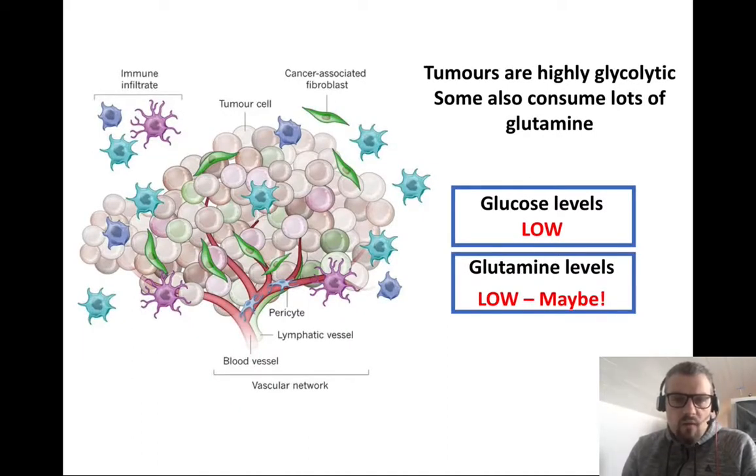So as I'm sure we know, tumors are highly glycolytic, and they use a huge amount of glucose and have a very big appetite for glucose, and certain tumors also have a big appetite for glutamine. So you can imagine that levels of glucose and glutamine are likely to be low within the tumor microenvironment. We certainly know people have managed, they're not easy measurements to do, but people have managed to measure glucose levels within the extracellular space within the tumor, and they can be very low in certain circumstances. The measurements of glutamine have been way more troublesome, but it seems logical that certain tumors will also have low levels of glutamine within the immune microenvironment.